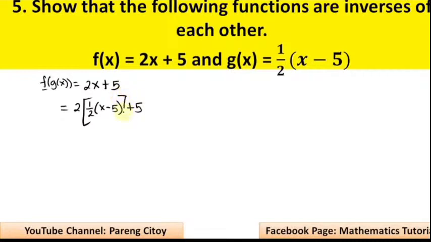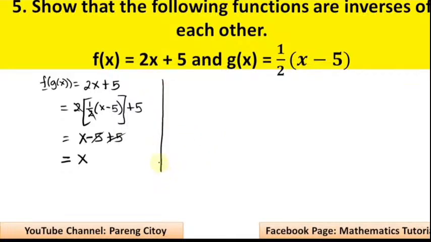So that is, then simplify. So ito, ma-eliminate na ito. Ma-eliminate. So remaining value is x minus 5 plus 5. Then equals x minus 5 plus 5. So the result is x. Ito, ma-eliminate ito or 0.